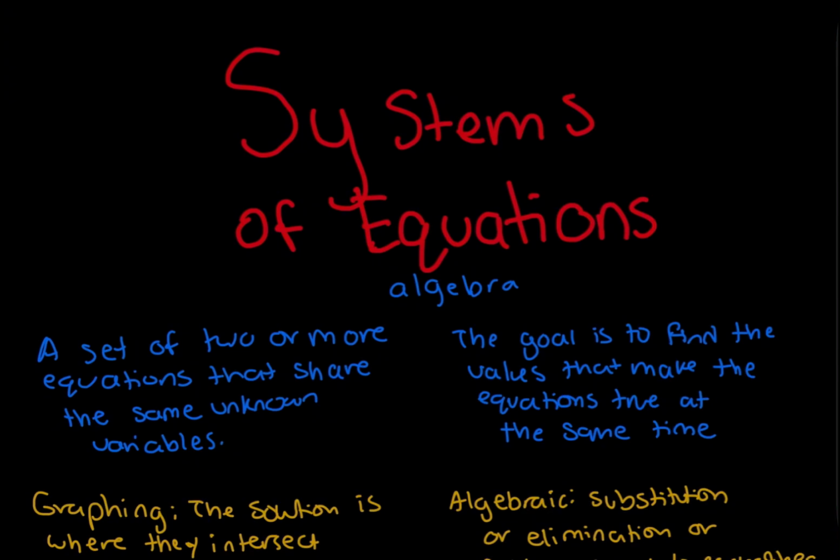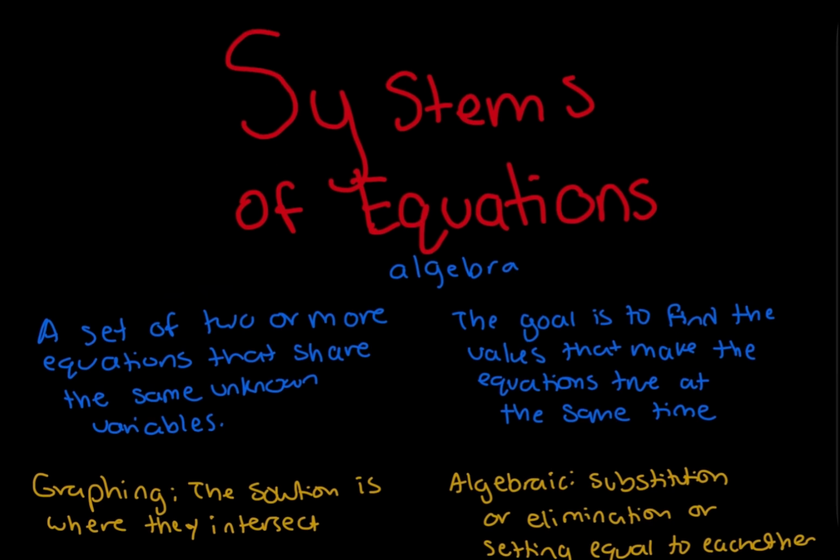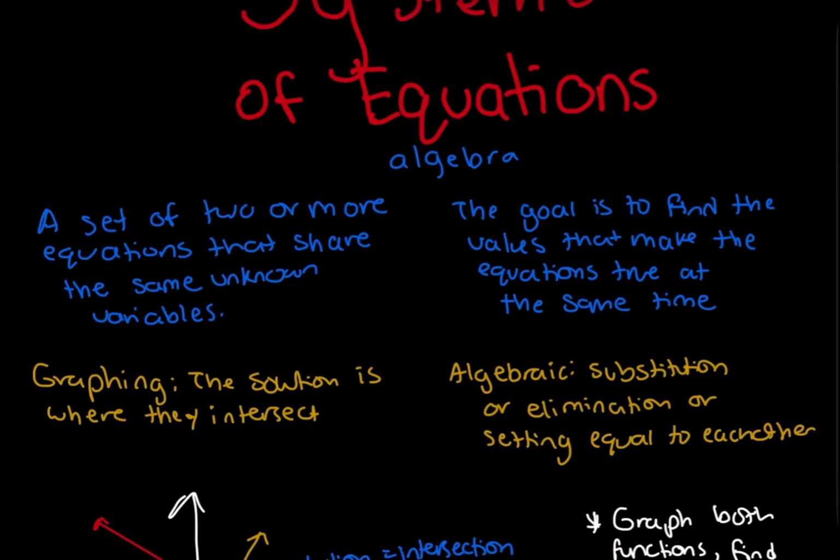Today we're going to cover systems of equations in algebra. So to start off, a system of equations is a set of two or more equations that share the same unknown variable. The goal is to find the values that make the equations true at the same time. There are two ways of solving systems of equations: the graphing method and the algebraic method.